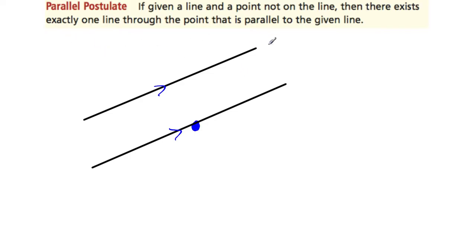We can prove this, but we don't need to. When you're given a postulate, you just say, "Great, thank you, I acknowledge this as truth," and move on. But again, there's an infinite amount of lines we can draw through this point, but only one is going to be parallel to this other line.